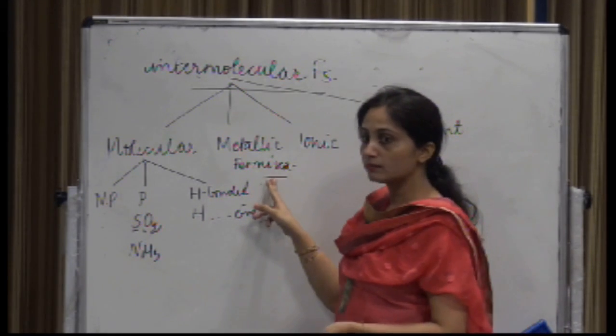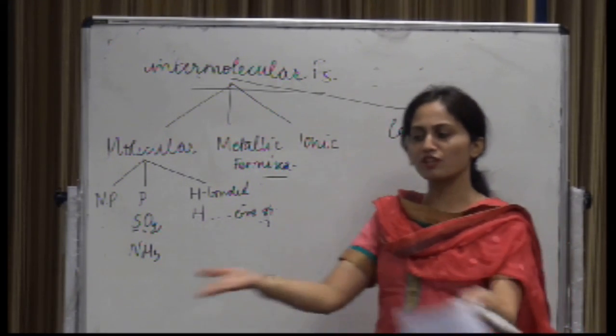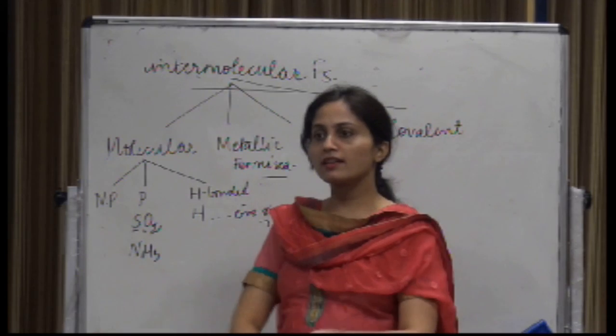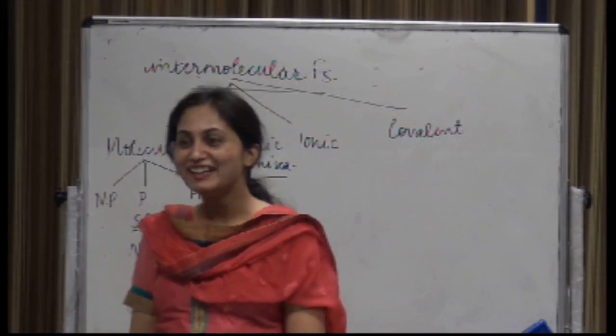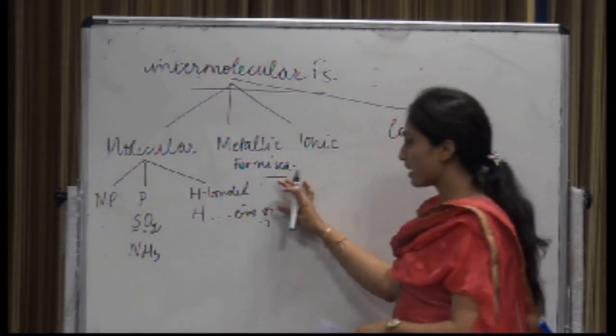Fermi. What is the sea? Sea of electrons are generally electrons surrounding. Okay. Alright, so you have the Fermi sea.